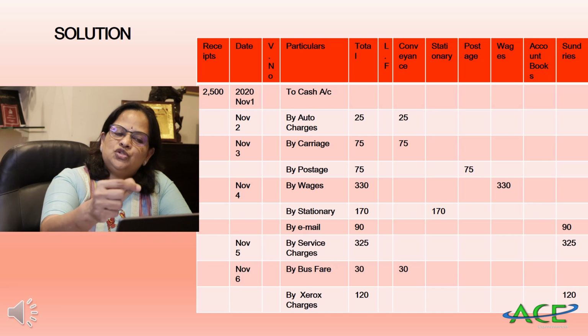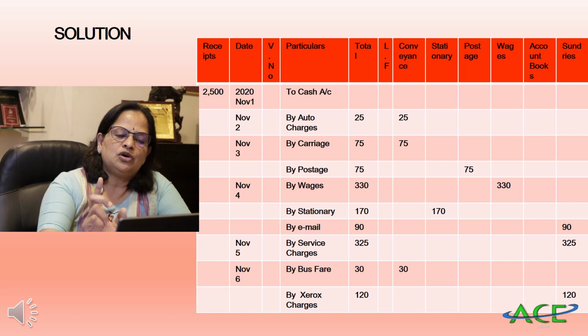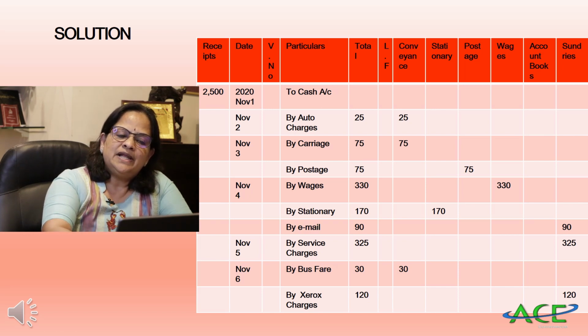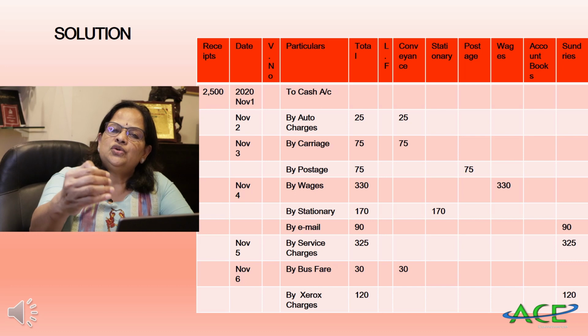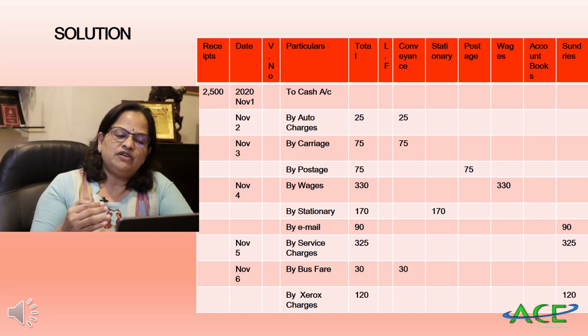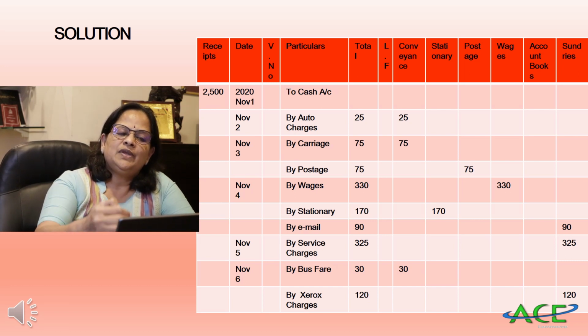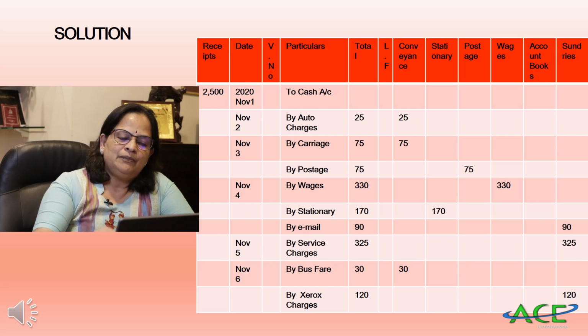So by auto charges, we will write in the total column and conveyance column. By carriage 75, total column and conveyance column. By postage 75 rupees in the total column and postage 75 in the individual column. By wages 330 in the total column and wages 330. By stationery 170 in the total column and stationery column also 170. By email 90 rupees. There is no separate column for that, so we are writing in the sundry expenses column. By service charges 325. So in the sundry column we are writing 325.